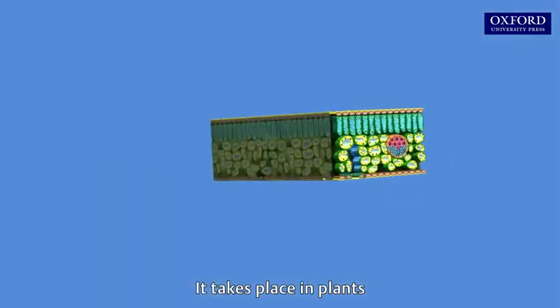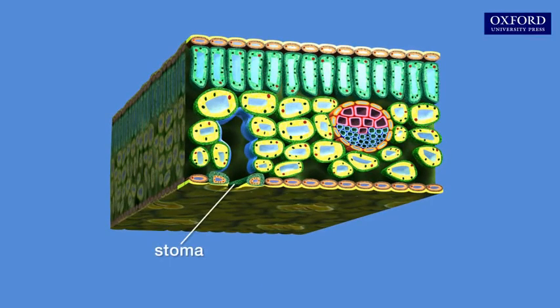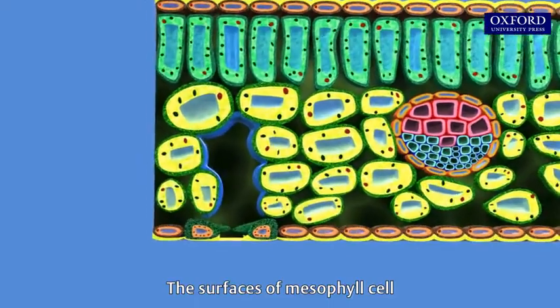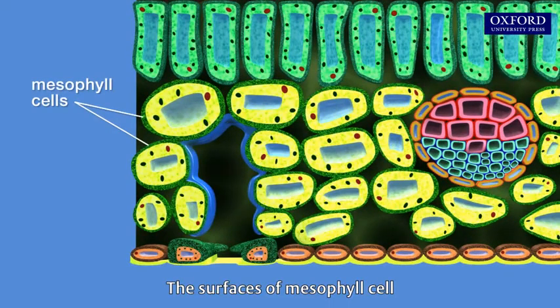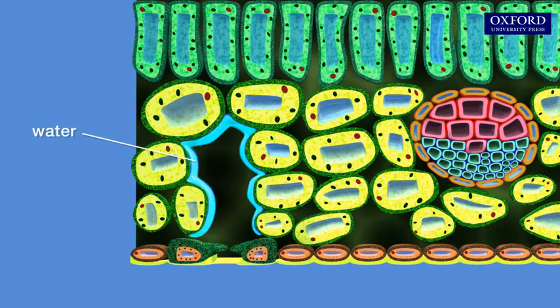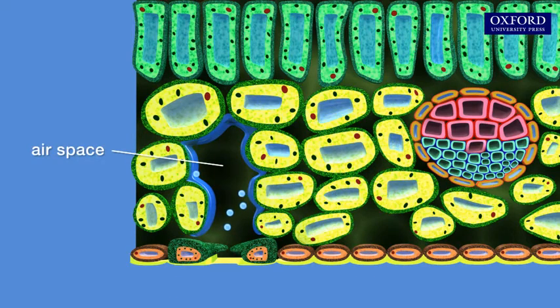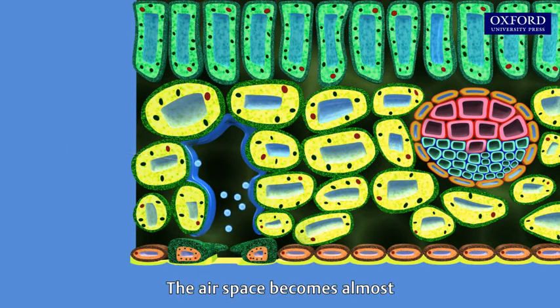It takes place in plants mainly through the stomata of the leaves. The surfaces of mesophyll cells are covered with a film of water. The water evaporates into the airspace. The airspace becomes almost saturated with water vapor.